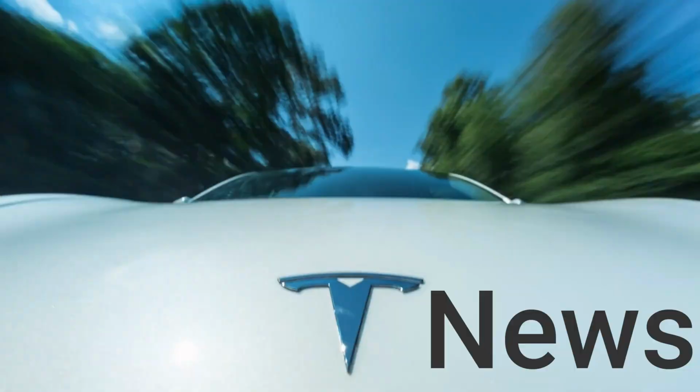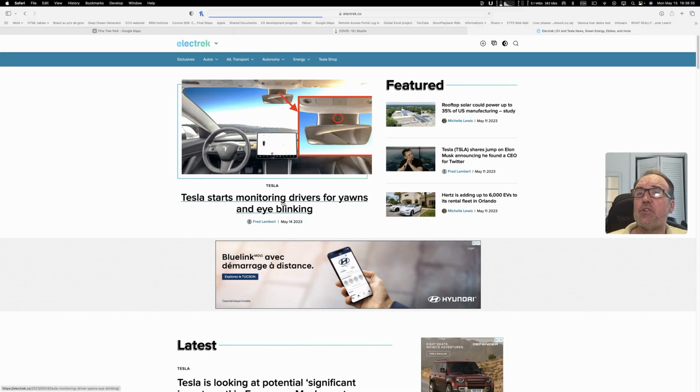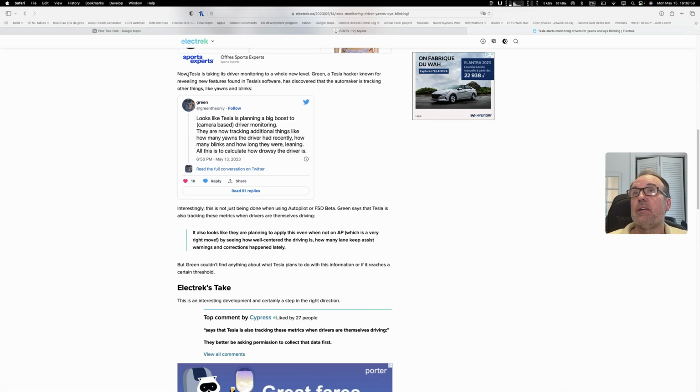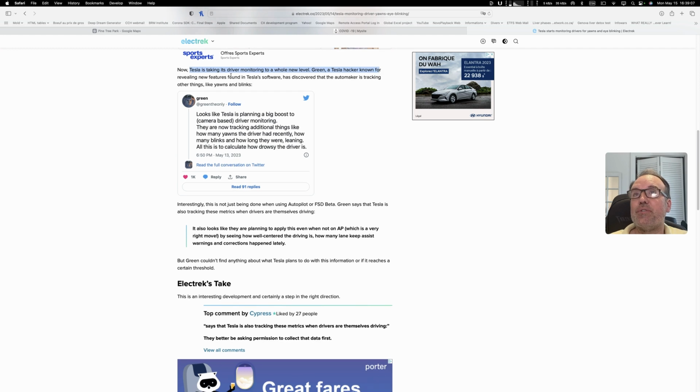Let's take a look at some Tesla news. So we have this one right here. Tesla starts monitoring drivers for yawns and eye blinking. So Tesla is taking its driver monitoring to a whole new level. Green, a Tesla hacker known for revealing new features found in Tesla software, has discovered that the automaker is tracking other things like yawns and blinks. And this is including how many blinks and how long they were. All this to calculate how drowsy is the driver. I think this is great. If the car can see this, then we won't have to hold the wheel as much.